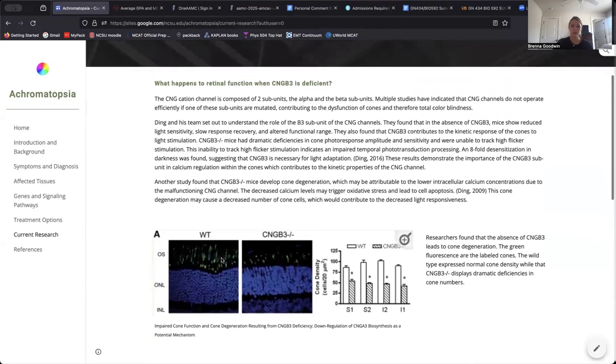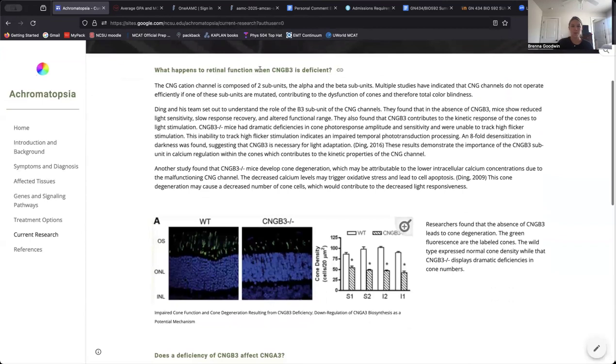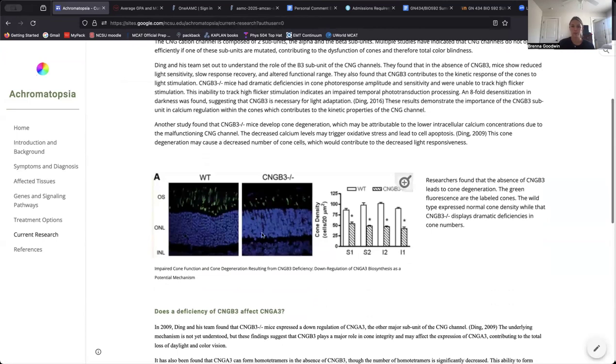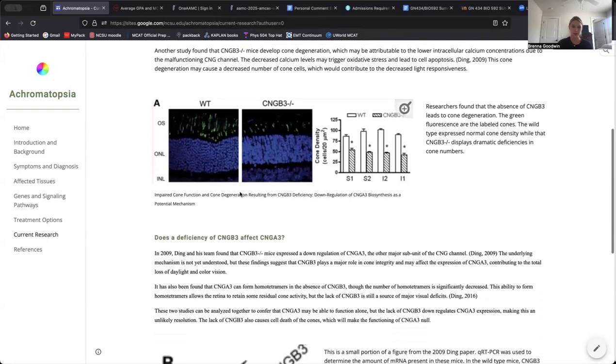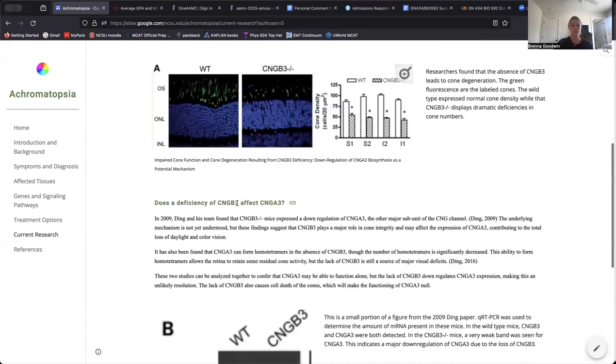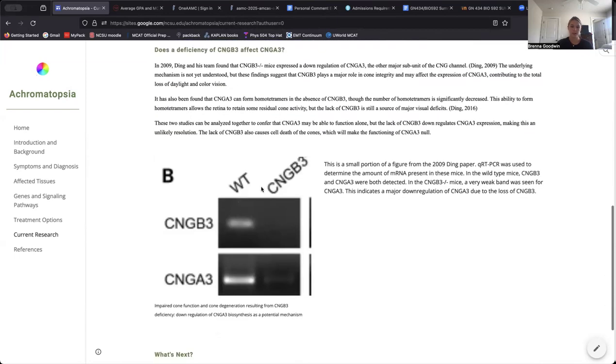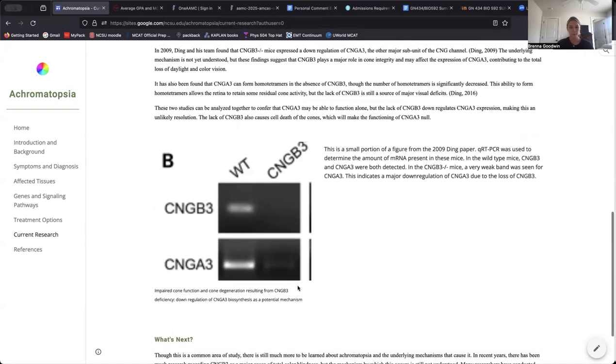And then for current research, I decided to talk about what happens to retinal function when CNGB3 is deficient. And one of the main findings in this was that CNGB3 knockout mice show cone degeneration. So this figure here shows that. And then how does deficient CNGB3 affect CNGA3? And in this image, you can see that when CNGB3 is knocked out, CNGA3 is severely downregulated.